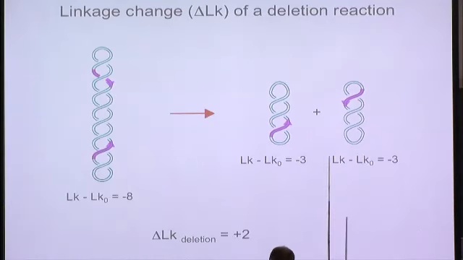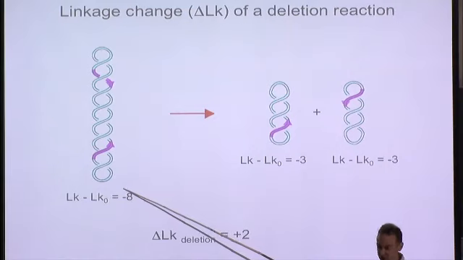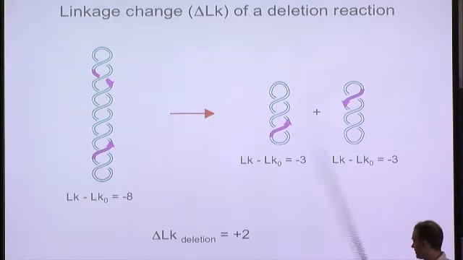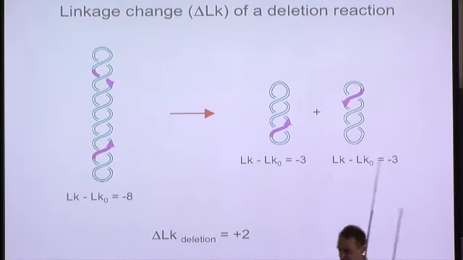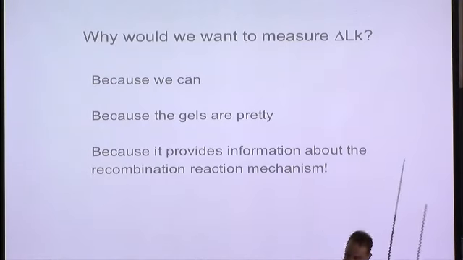And what comes next? So I've just illustrated this. We might be able to measure that our substrate has 8 negative supercoils in it, and we get two product circles, each with 3 negative supercoils in it. That would give us a linkage change for the reaction of +2. So why would we want to do this?